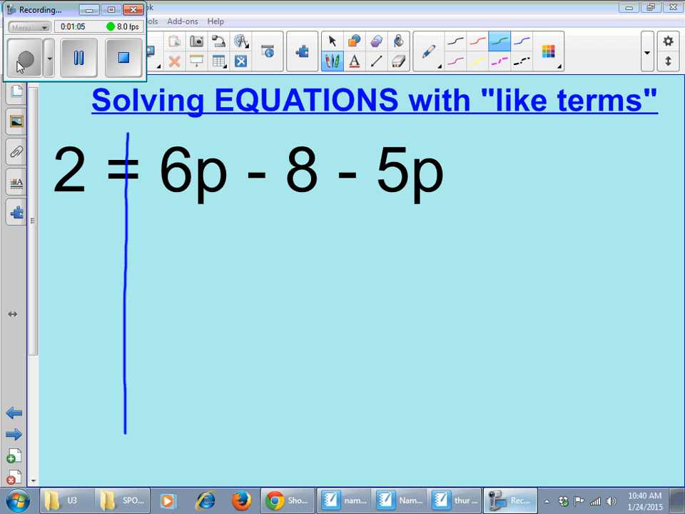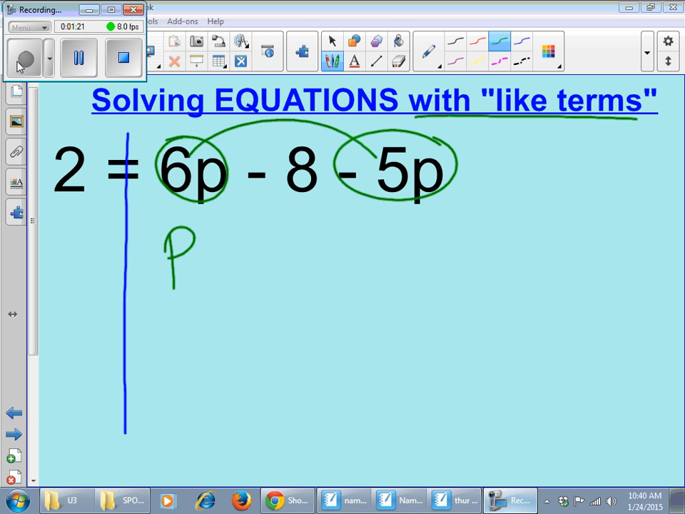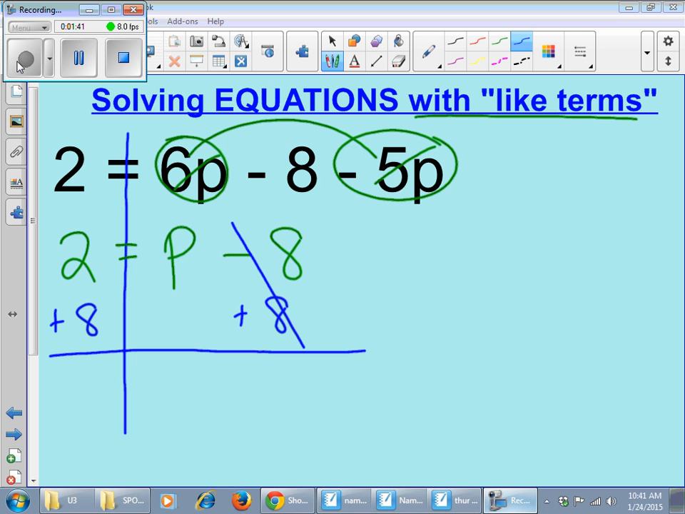So anyway, solving equations with like terms. The first step is to combine the like terms that you have on the same side of the equal sign to make a shorter equation. 6p minus 5p: if I have 6 p's and I take away 5 of those p's, I just have 1 p. Minus 8 comes down because I did not combine it or cancel it yet. The equal sign stays in the same spot, and the 2 comes down as well. Now I'm looking at 2 equals p minus 8, just a single step equation. To cancel out minus 8, I would do plus 8 on both sides of the equal sign. Minus 8 plus 8 simply cancels out. 2 plus 8 is 10. 10 equals p, which looks like the value of that variable.